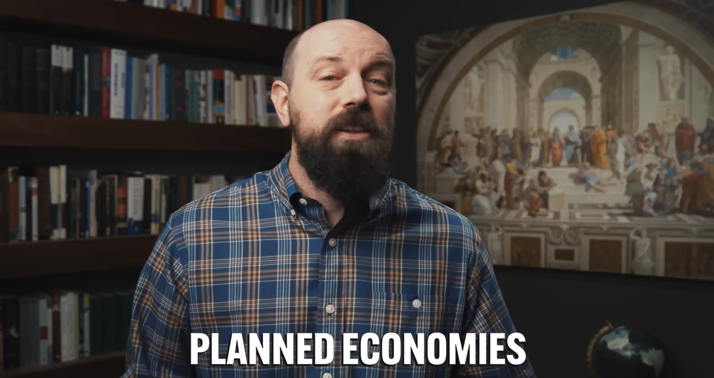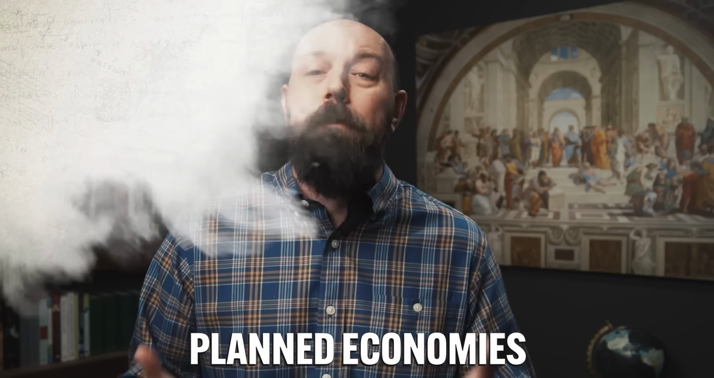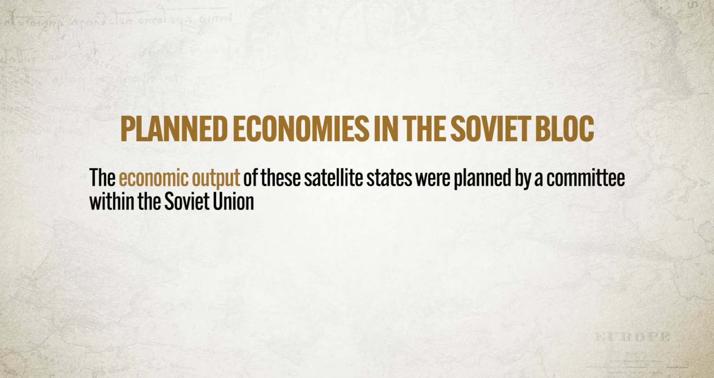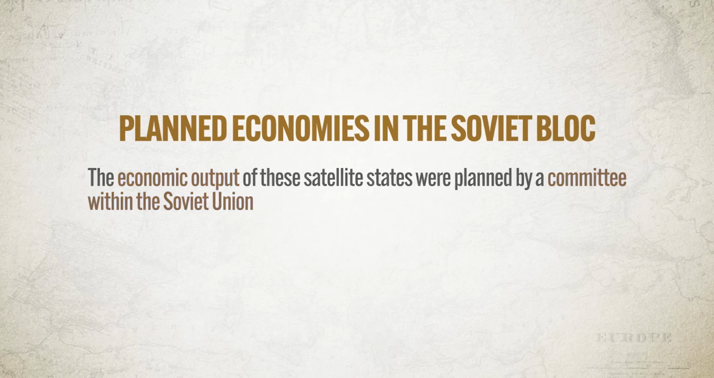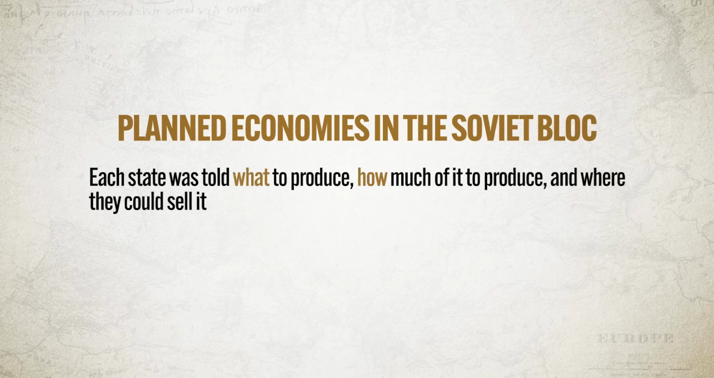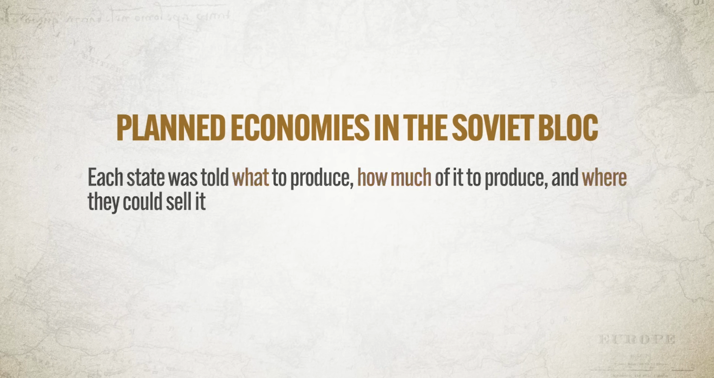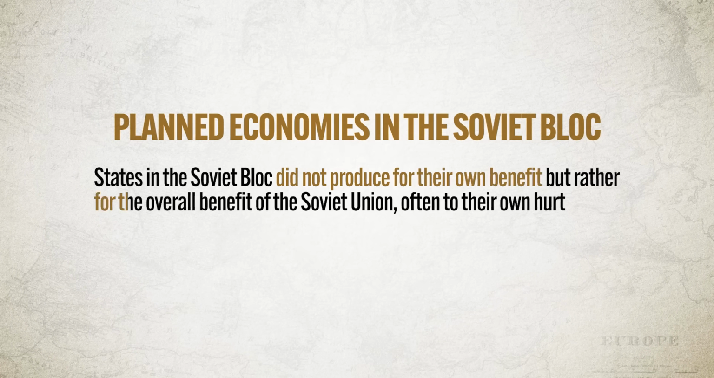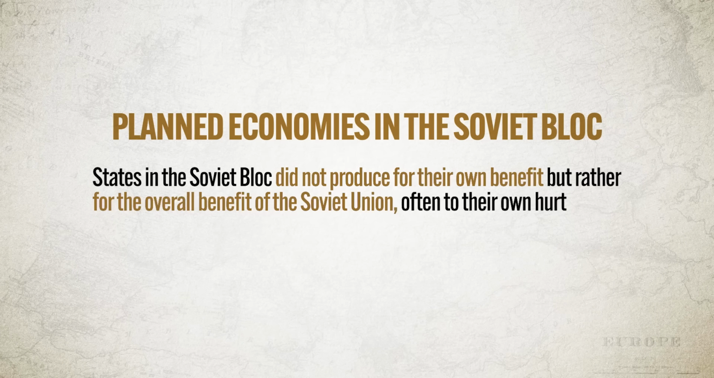Soviet bloc nations did not, I repeat, did not flourish economically like Western Europe did, and this was largely because of the Soviet economic model of planned economies. Now, not every state in the Soviet bloc was communist, but they all had planned economies, and here's what that means. The economic output of these satellite states was planned by a committee within the Soviet Union. This meant that each state was told what to produce, how much of it to produce, and where they could sell it. So in that way, states in the Soviet bloc did not produce for their own benefit, but rather for the overall benefit of the Soviet Union, often to their own hurt.